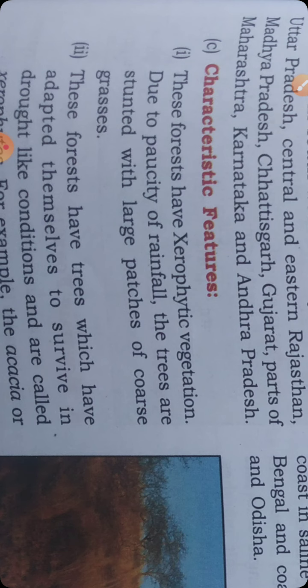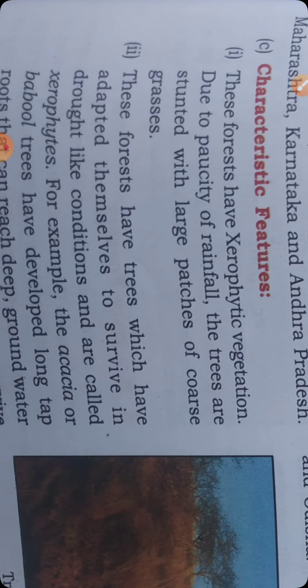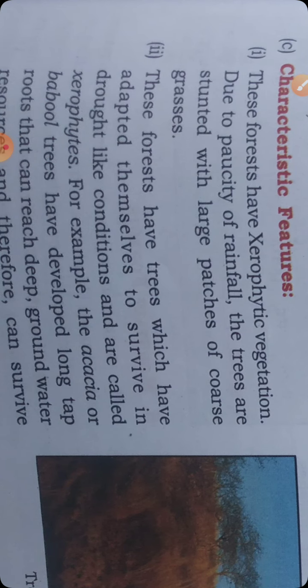This is due to rainfall not being frequent. Rainfall is very, very scarce in these areas. The trees are stunted with large patches of coarse grass. These forests have trees which have adapted themselves to survive in drought-like conditions and are called xerophytes.